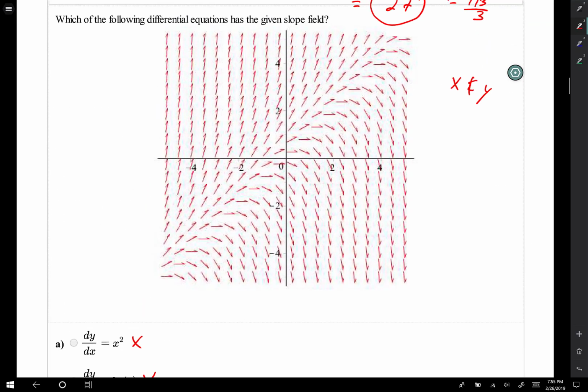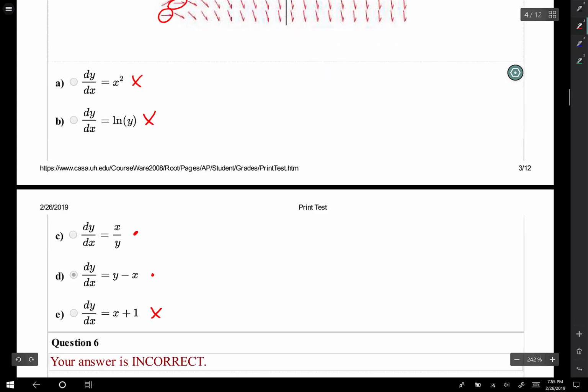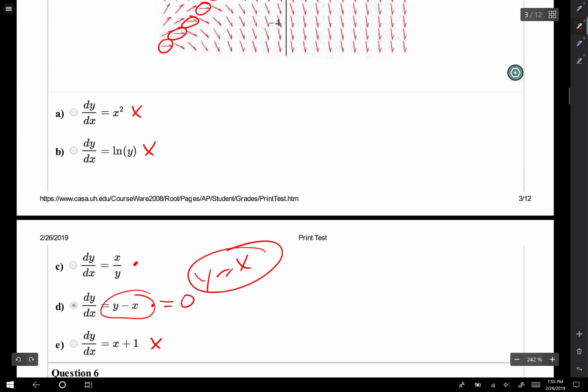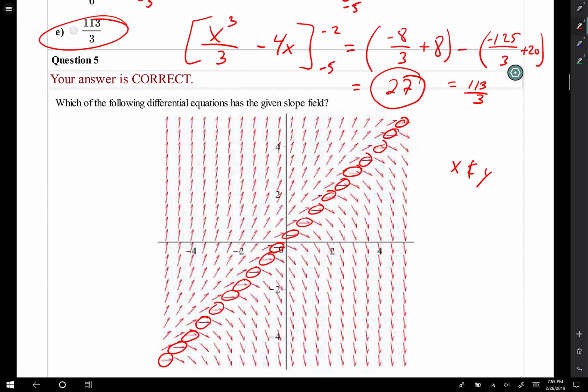I notice that I have horizontal, or zero, slopes all throughout this line. And this line looks like it's y equals x. Do you guys see that? Sure enough, this expression equals 0 whenever y equals x. So it's letter D.